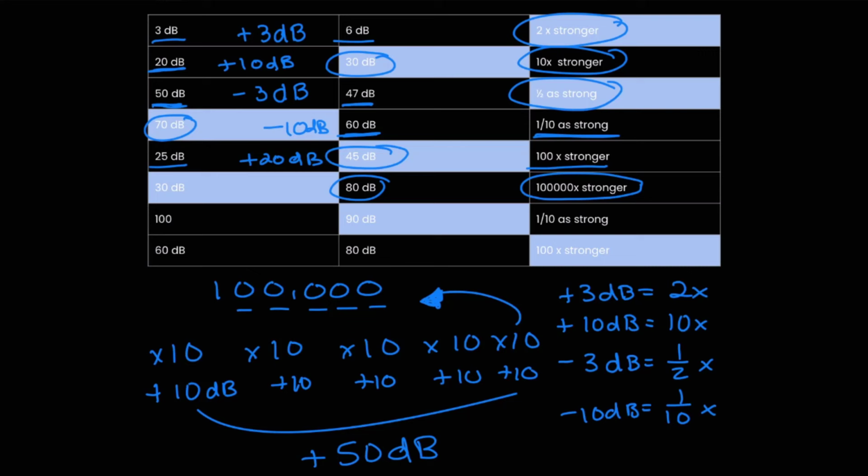Now the problem gave us the new value of the signal, so we have to calculate what number plus 50 is going to equal 80. And we can see then that 30 plus 50 equals 80, making 30 decibels the original value.